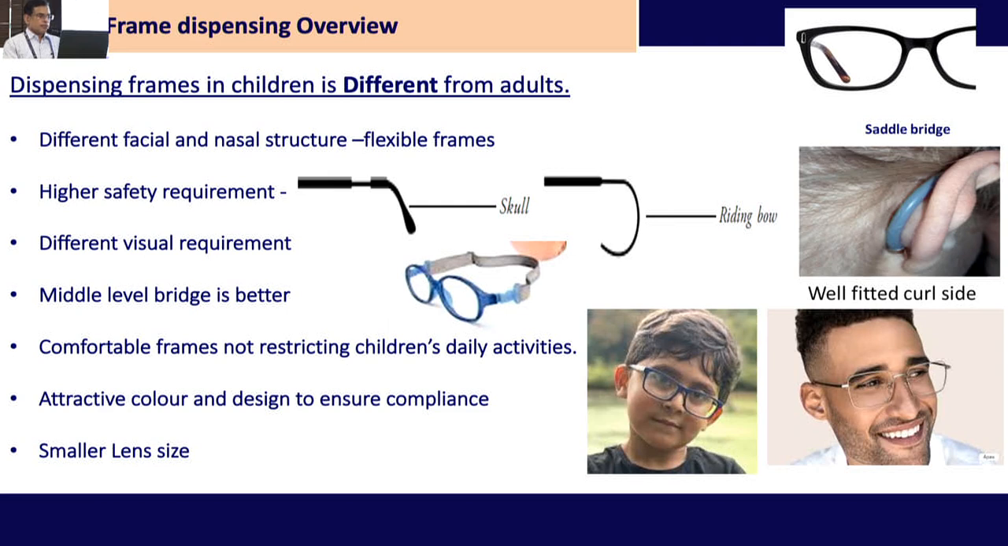A middle level bridge is better, and it should be a comfortable fit for the child, not restricting their daily activities. It should be fairly resistant to hits and bumps, as children are running around, and it should be an attractive color and design. Nowadays children have their desires, and if they're not happy, they're not going to wear it. Online, you see especially teenagers buying these large frames, and this is definitely not suitable in the case of our small patients.